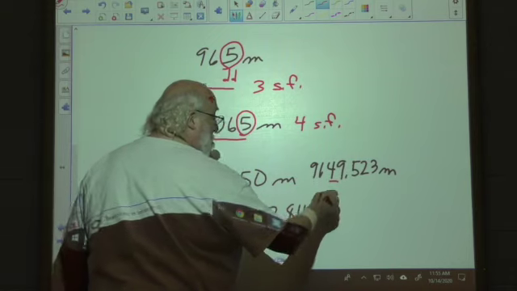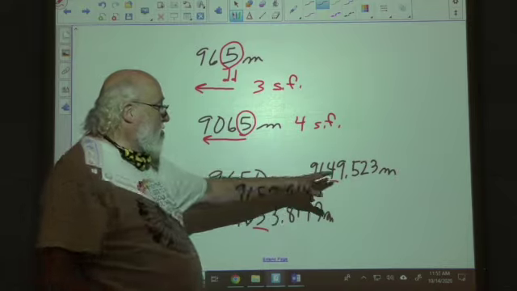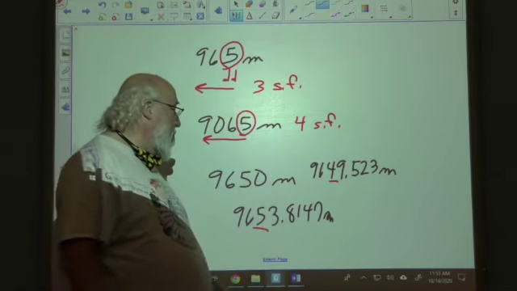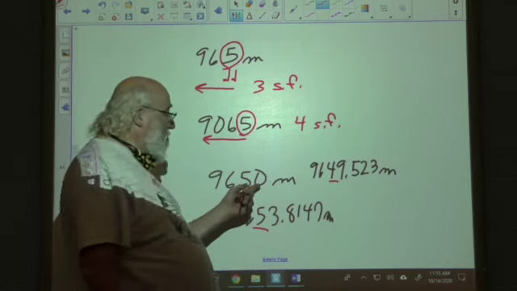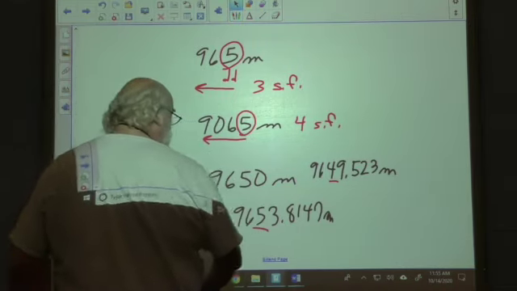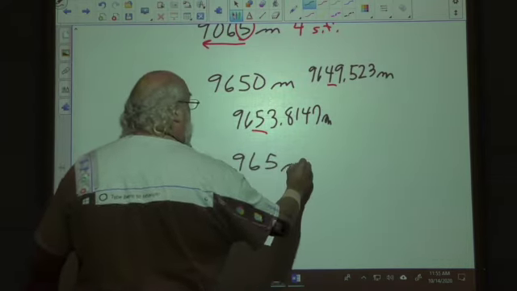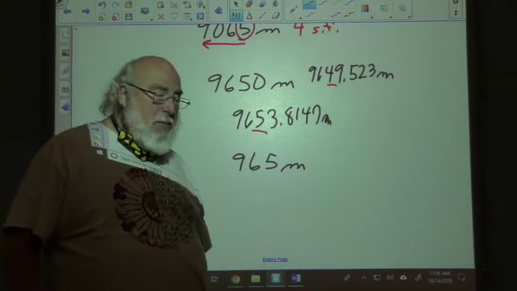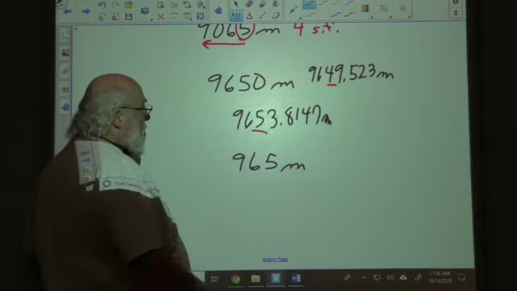Here and here, this 9 is greater than 5, that kicks it up. This is 9,649.523. This is 9,653.8147. And so when we round it off, we have to leave the 0 there. Why? Well, if I drop the 0, that gives me 965 meters. That's not the same thing. We changed the number completely. The measured number has to be about the same when we round it off. So the 0 has to be put there.